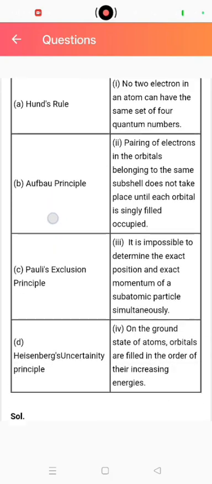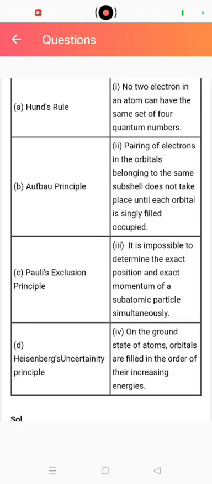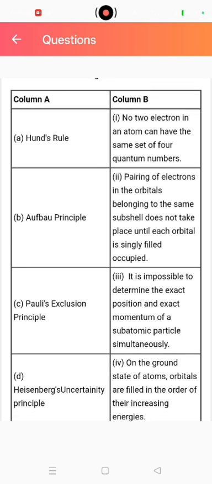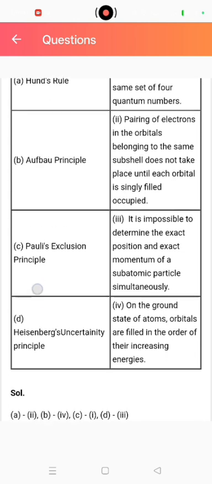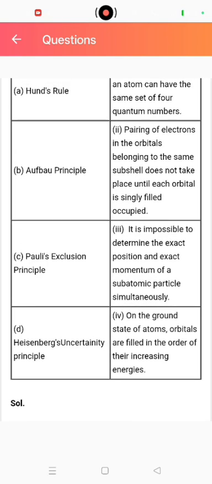Now match the following: Hund's rule, Aufbau principle, Pauli's exclusion principle, then Heisenberg principle. Hund's rule, how does it come here? Pairing of electrons in the orbital belonging to the same subshell does not take place until each orbital is singly occupied. Only after every orbital is singly filled with one electron will pairing happen.